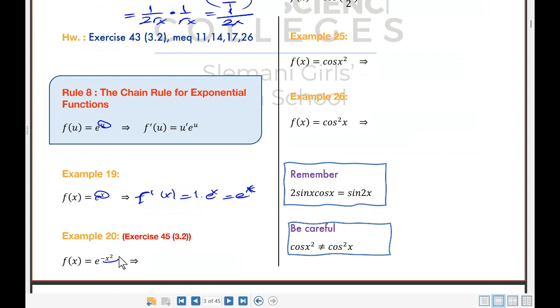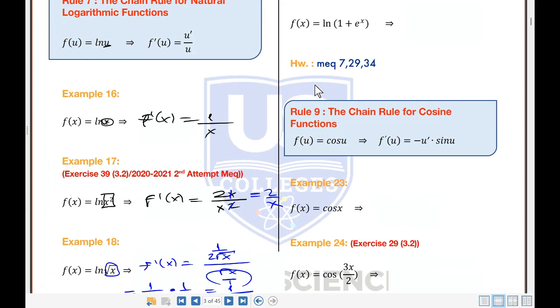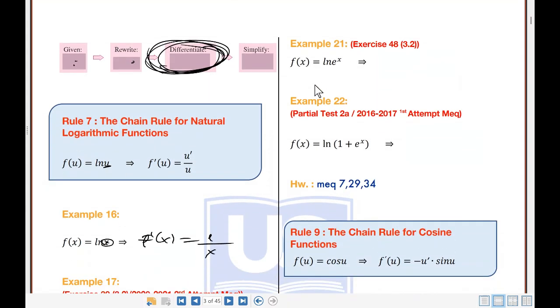What about next one? Exponent is negative x squared. We take its derivative, which is negative 2x, multiply it by itself, original function. Okay, they are pretty simple. Differentiation rules are pretty simple.